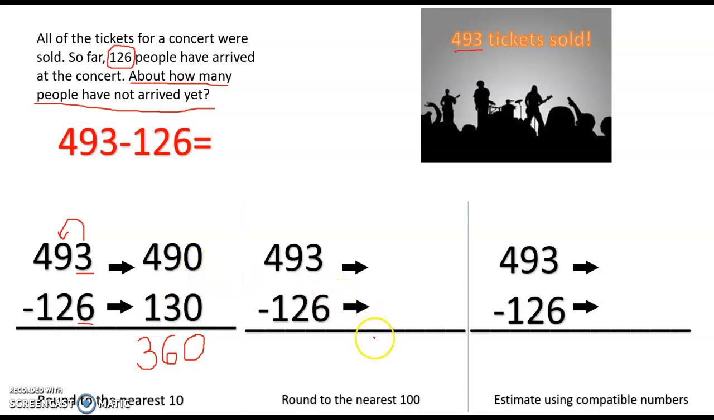Now let's round to the nearest 100. When I round to the nearest 100, I have to look over to the tens place. This tens place is a 9. That means I have to round up. So 493 becomes 500. Am I rounding up or down here? This time I'm rounding down. So 126 becomes 100. 500 minus 100 is very easy to do in my head. It becomes 400.